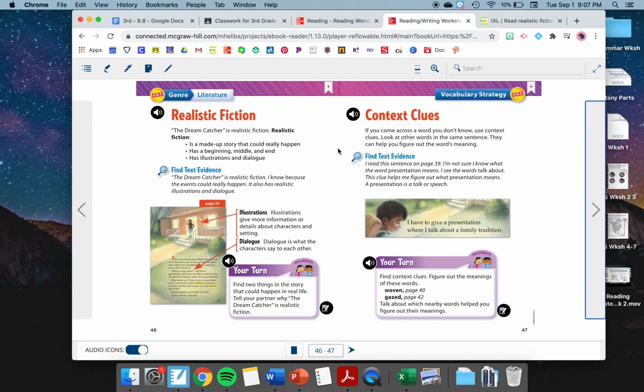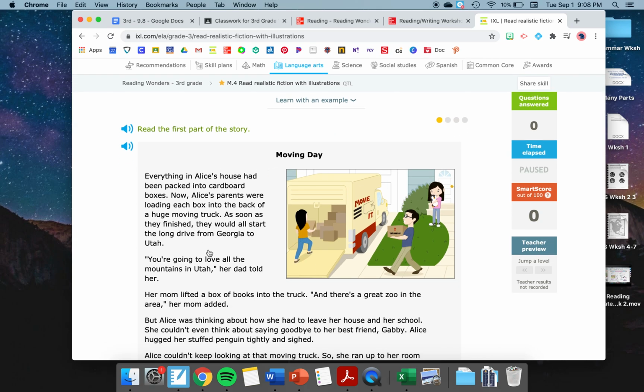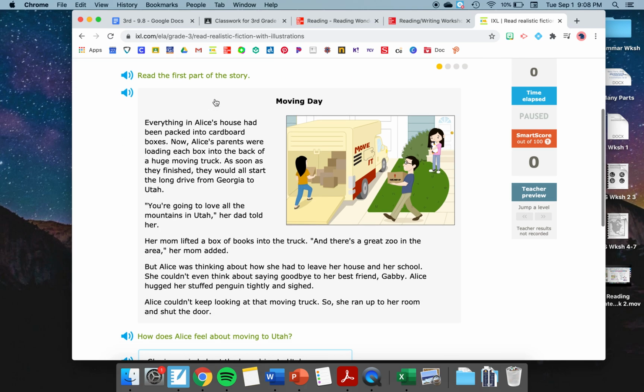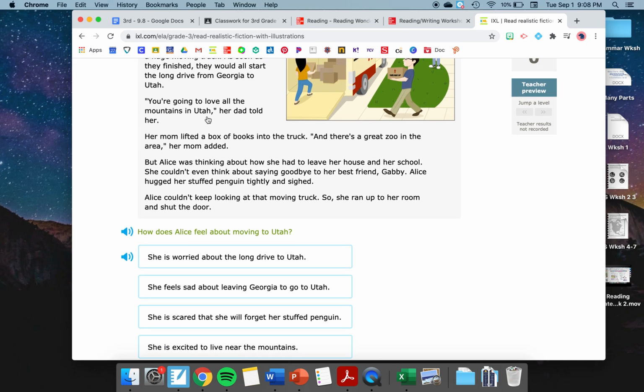Now, to practice these skills today, your IXL assignment is going to be to read realistic fiction. Now, once again, these little dots show you how many questions are on this story. You've got 4 questions that are all going to be on this story. All right? If you click here, it'll read the story to you. Let's go ahead and listen to the first part of this story.